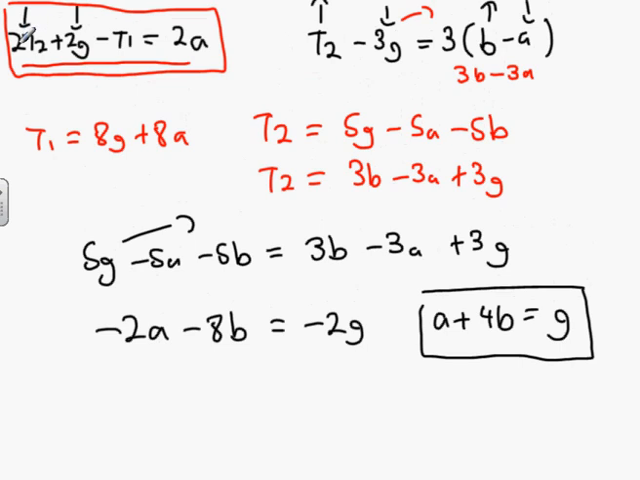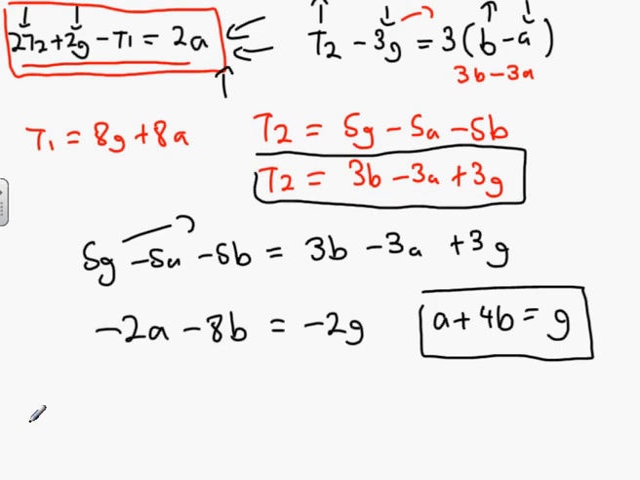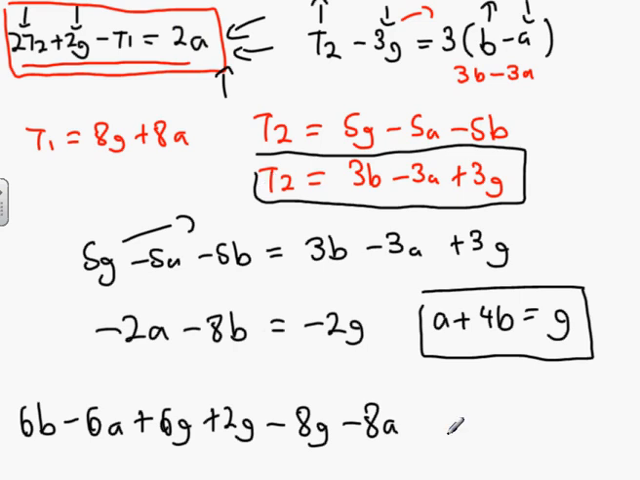Now I'm going to take this equation here, and I'm going to input T1 and T2 into it. So it says 2T2, so I'm going to multiply this one here by 2. So I'm going to get 6b minus 6a plus 6g, multiplying by 2, then add on the 2g, and then after that, guys, take away T1. So take away T1 is minus 8g minus 8a. The whole thing equals 2a.